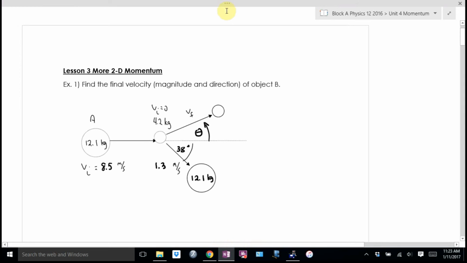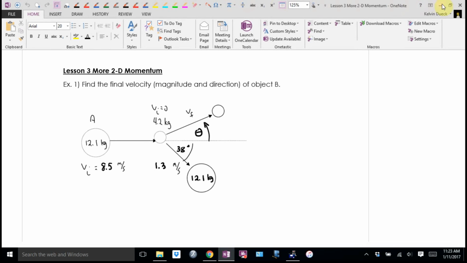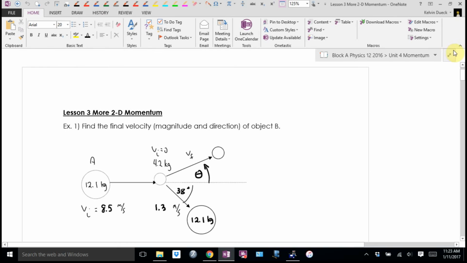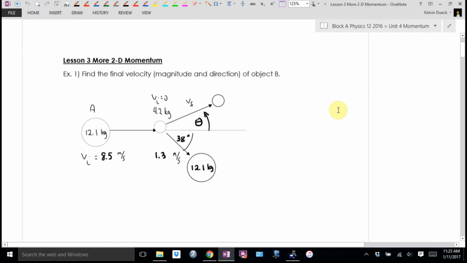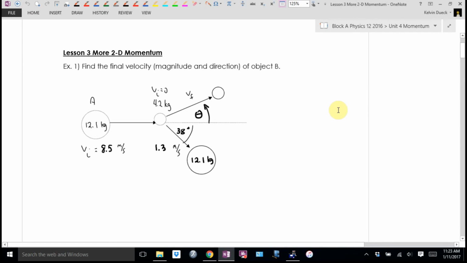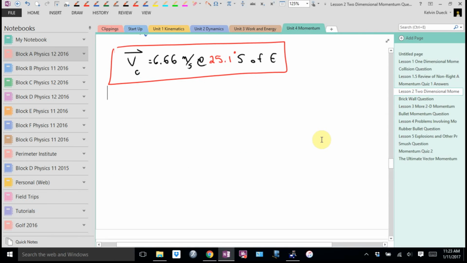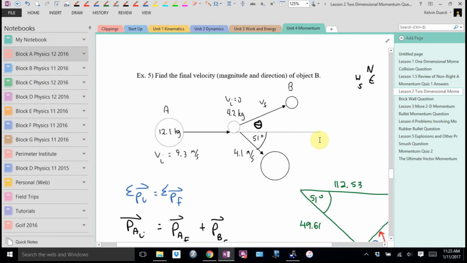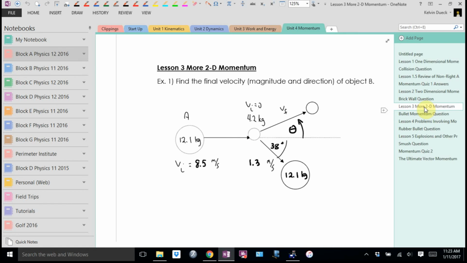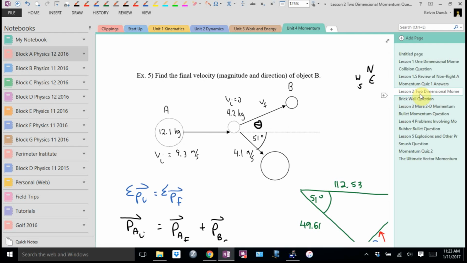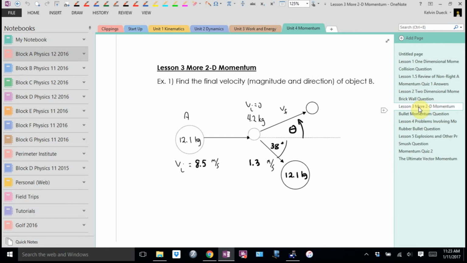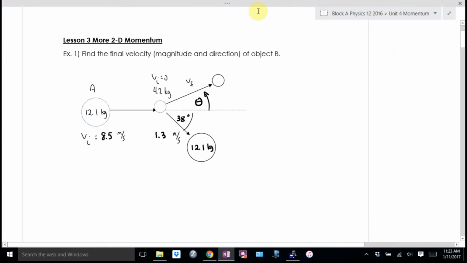Try example 1 on your own. I'm going to do it up here. Here we have a collision. I want you to find the final velocity, magnitude, and direction of object B. It's really similar to what we did last lesson, but I hope I changed the numbers. Let me just double check to make sure I did change the numbers from example 5. Yes, instead of 9.3, apparently I changed it to 8.5. And instead of 51 degrees, apparently I made it 38 degrees. There, it's a whole new question.